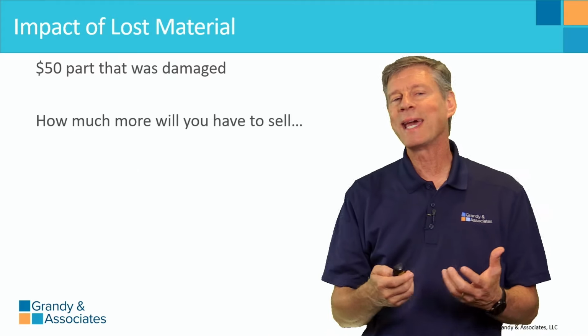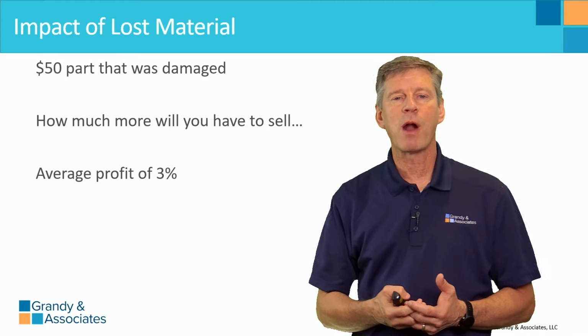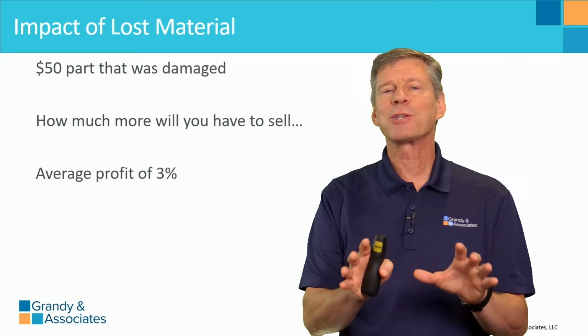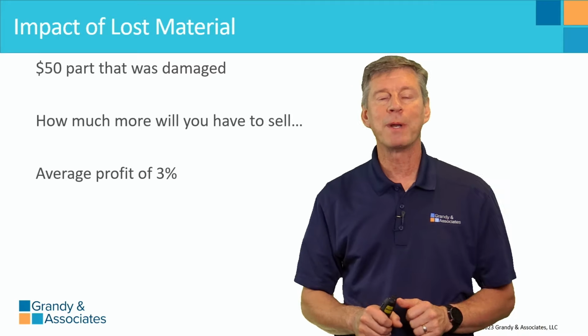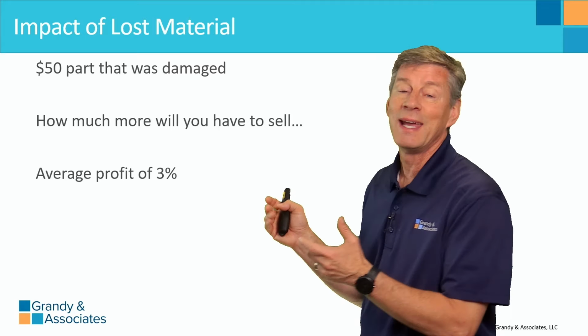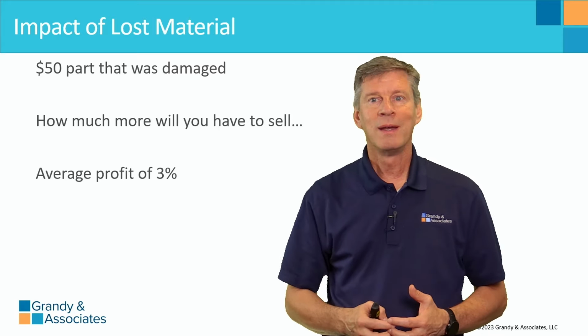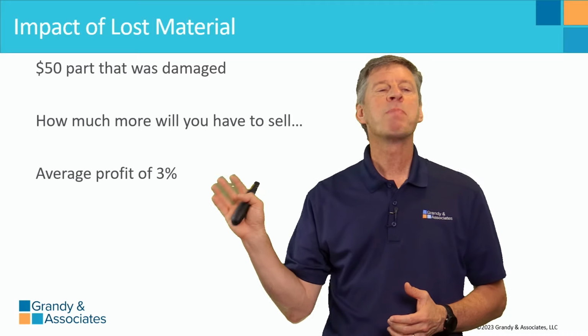Let's say in our particular company, our average net profit is 3%. I use 3% because that is the national average for net profit of a company. Now, that's an accounting net profit. In a lot of cases, if we looked at it from a cash flow perspective, it's actually less than that. But we'll use 3%.